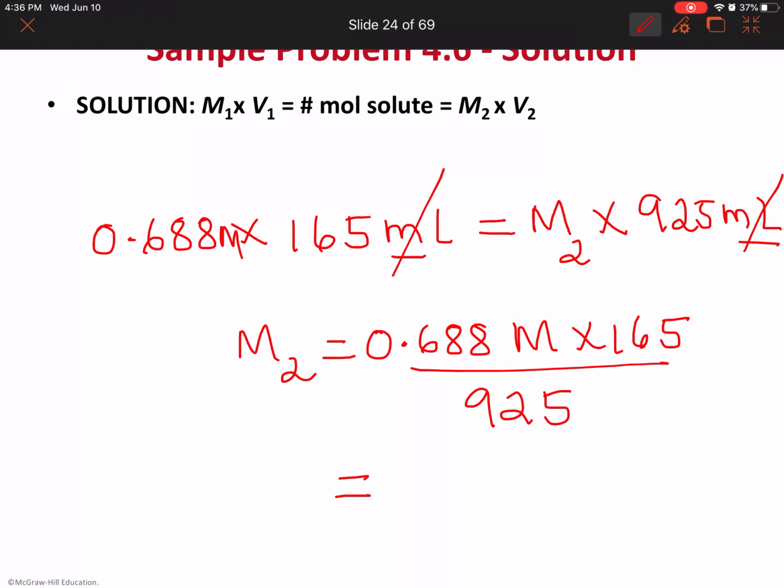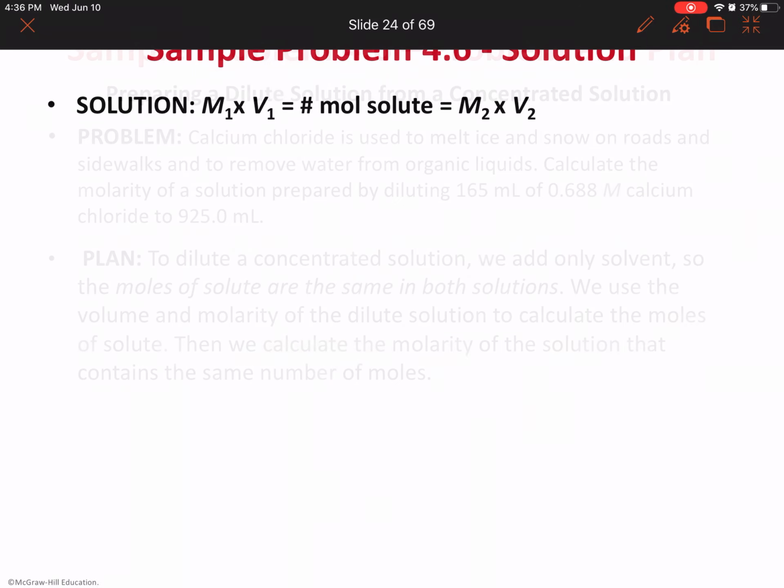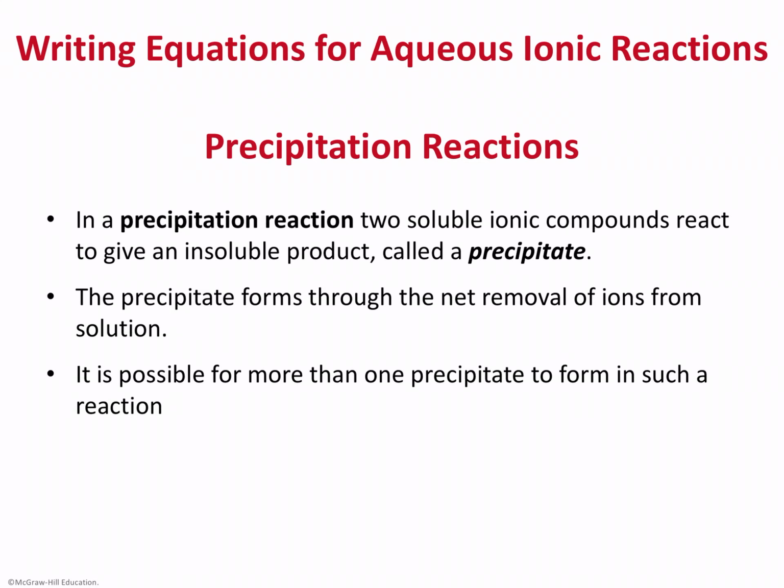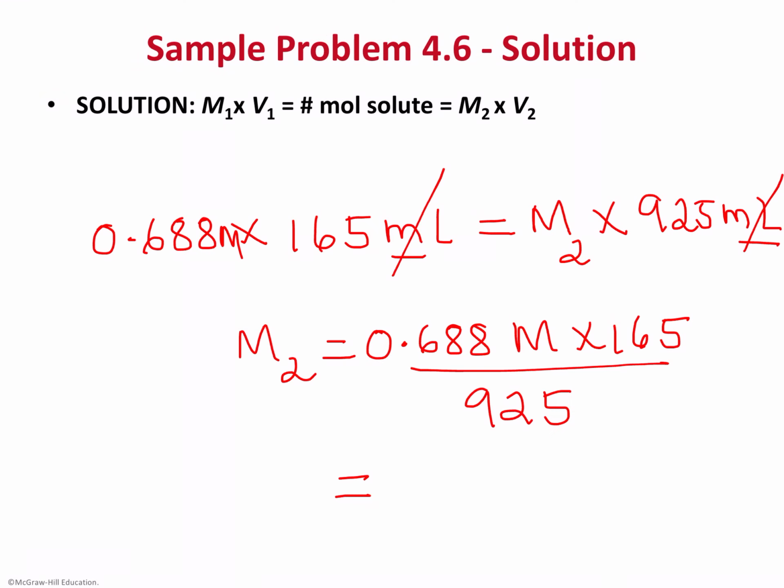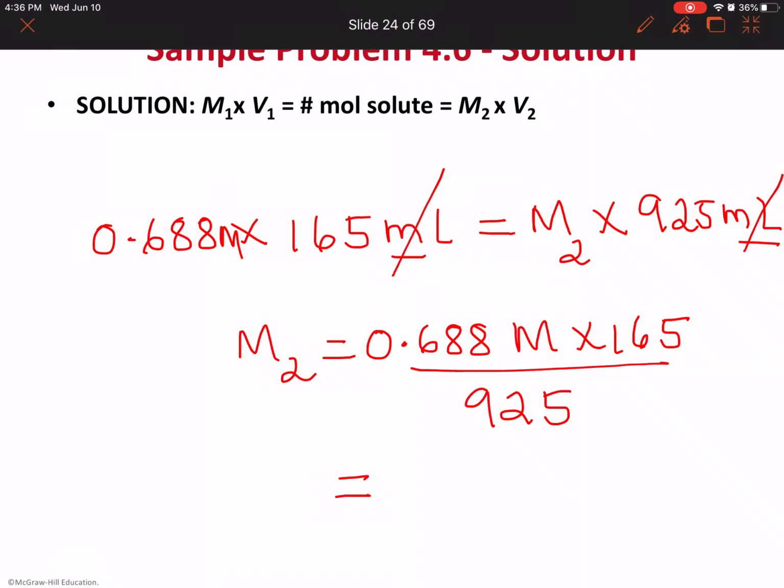And this will give us the molarity of the solution. 0.688 times 165 over 925, that's going to be 0.123 molar. That's how you use the dilution equation to find the molarity of a solution, 0.123 molar.